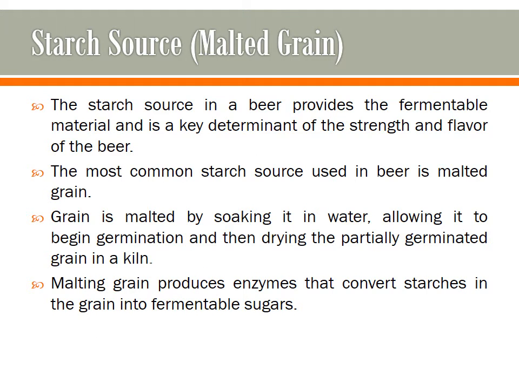The malted grain provides a fermentable material and is a key determinant of the strength and the flavor of the beer. The most common starch source is the malted grain. Grain is malted by soaking it in water and allowing it to begin germination, and then drying the partially germinated grain in a kiln. I will show you what a kiln is. Malting grain produces enzymes that convert starches in the grain into fermentable sugar.